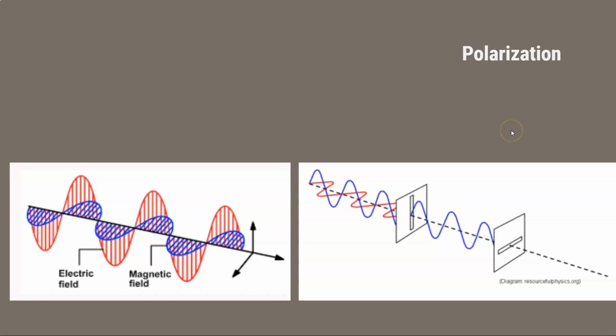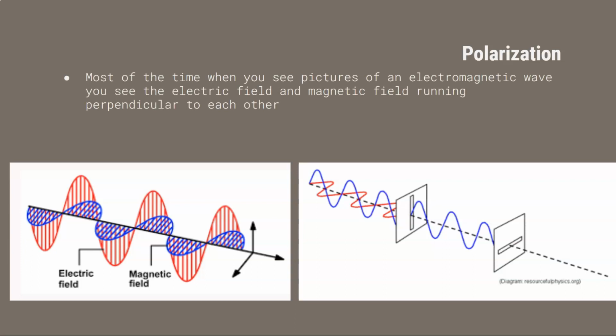Polarization is one you may be familiar with because you might own polarized lenses. A lot of sunglasses have polarized lenses. Most of the time when you see a picture of the electromagnetic spectrum, the electric and magnetic fields are running perpendicular to each other. One is running up and down while the other is running left and right. So that's what we're showing here, the electric field and magnetic field.